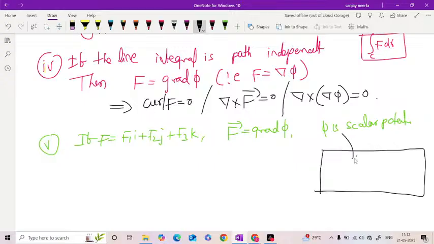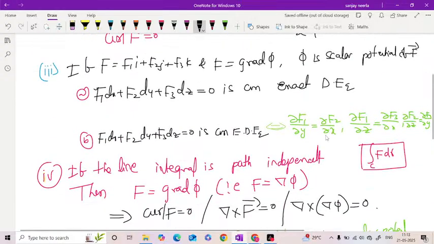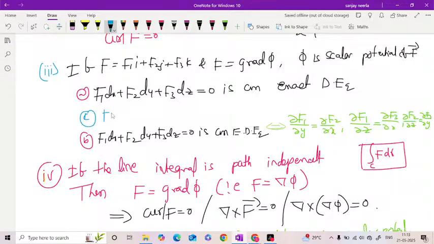According to the previous one. Okay, I need to write one more point here, I forgot. So here I am writing one more point. So point C: f1 dx plus f2 dy plus f3 dz, we can write d pi. Am I clear?